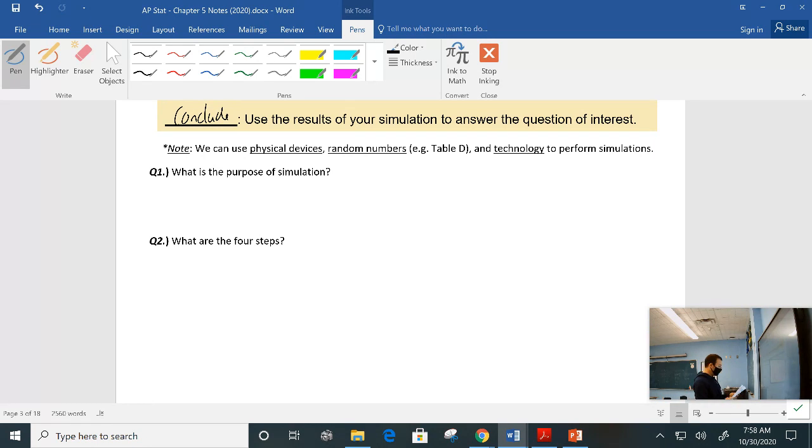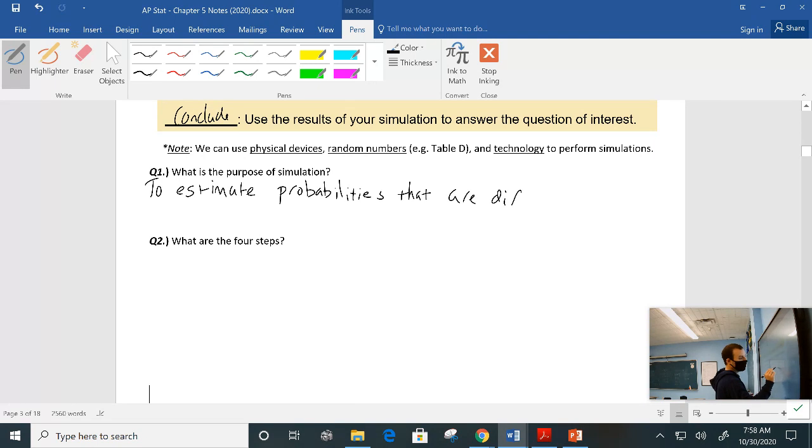So what is the purpose of a simulation? Again, like I said, to estimate probabilities that are difficult to calculate theoretically. So in essence, we're really finding an experimental probability.